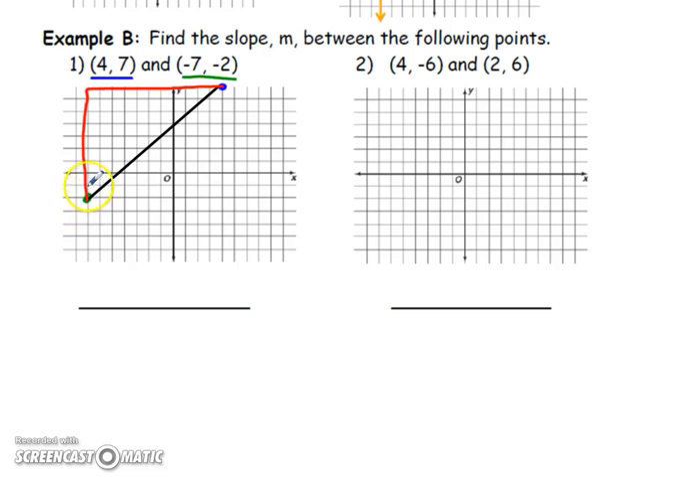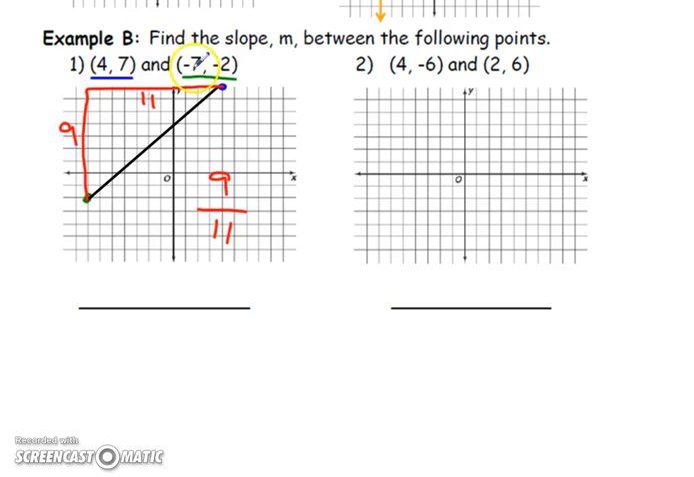If I counted these, 1, 2, 3, 4, 5, 6, 7, 8, 9, I have a rise of 9, and my run is 1, 2, 3, 4, 5, 6, 7, 8, 9, 10, 11. So my slope would be 9/11.